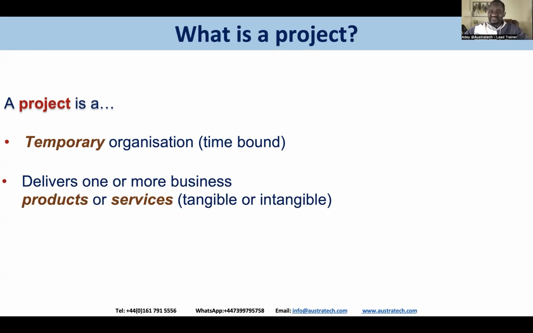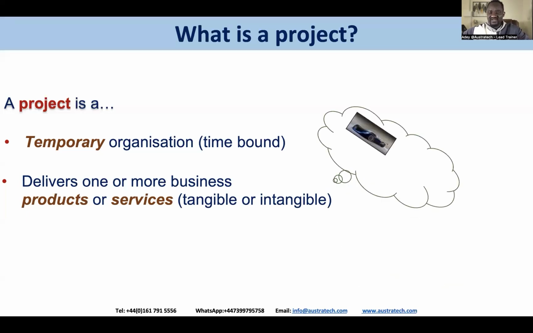These products or services can be tangible or intangible. For example, it could be the prototype of a car. You want to manufacture a new car, but to really start the manufacturing process, you first need to design a prototype that must be tested and tried out, and then once it is signed off for production, you start to manufacture it as part of your operational and manufacturing process.